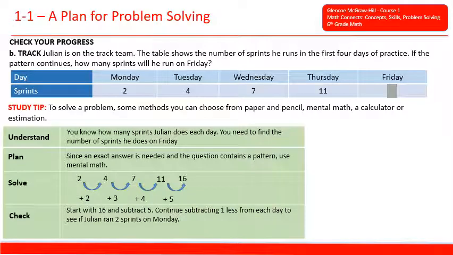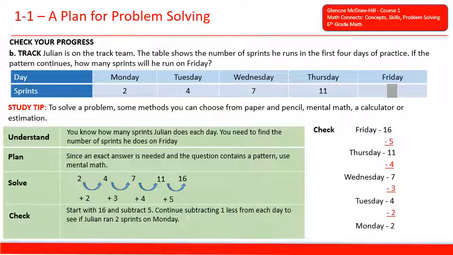Check. Start with 16 and subtract 5. Continue subtracting 1 less from each day to see if Julian ran 2 sprints on Monday. So there's a check. Friday, he ran 16. If we take away the 5 he ran on Friday, on Thursday, he ran 11. If we take away the 4 he ran on Thursday, on Wednesday, he ran 7. If we take away the 3 he ran on Wednesday, on Tuesday, he ran 4. And if we take away the 2 he ran on Tuesday, on Monday, he ran 2.